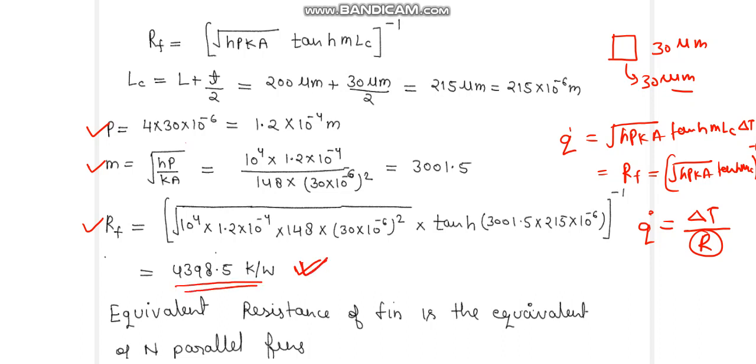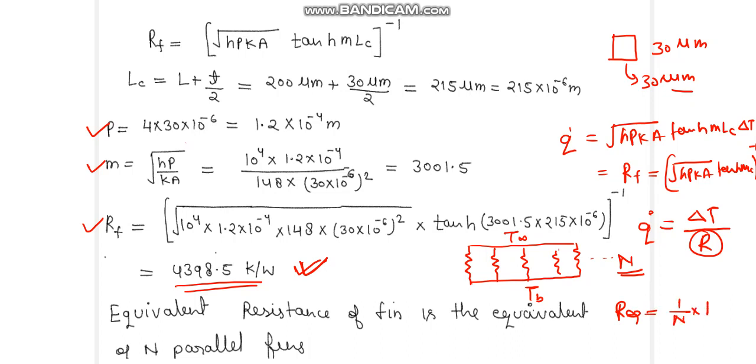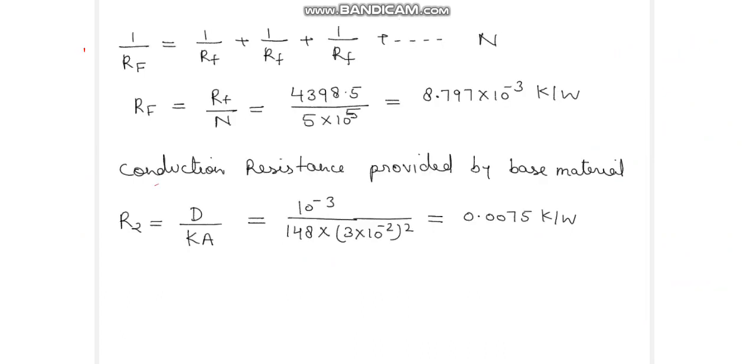By knowing the resistance offered by a single fin, we can calculate the total resistance by assuming that all the fins are connected in parallel between the base temperature T_B and the ambient temperature. So these are the number of fins, and if all these fins are attached in parallel, the equivalent resistance offered by the fins equals 1 over n times the resistance of a single fin. By doing this, we can calculate the equivalent resistance offered by the fins.